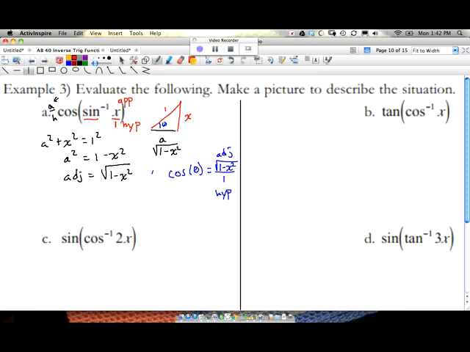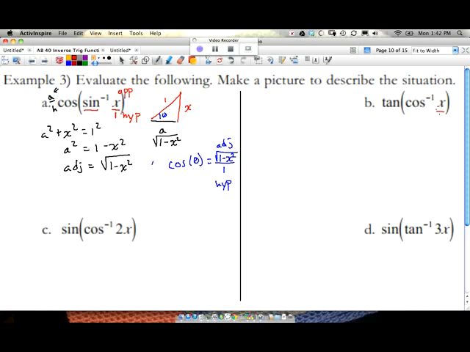Okay, so now I'm looking at tangent of cosine inverse of x. So remember, this is really asking: cosine of what equals x? Let's draw a picture to help us do this. Cosine is adjacent over hypotenuse, so x is my adjacent, 1 is my hypotenuse. So I would have x here and 1 here.